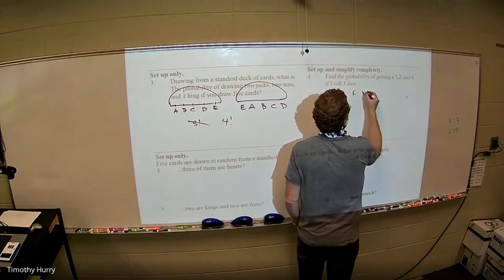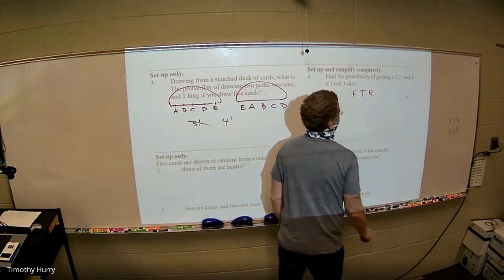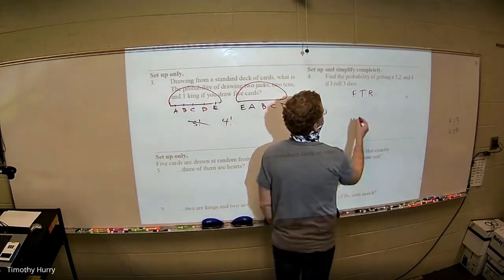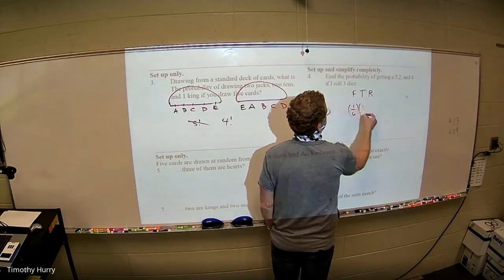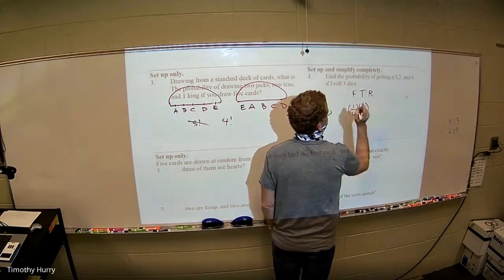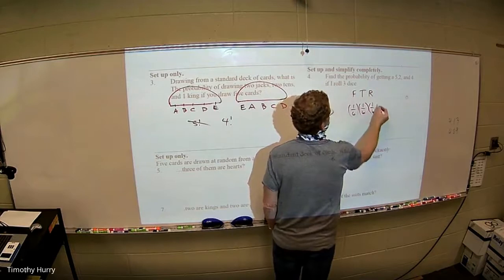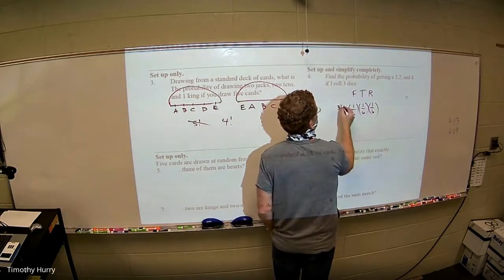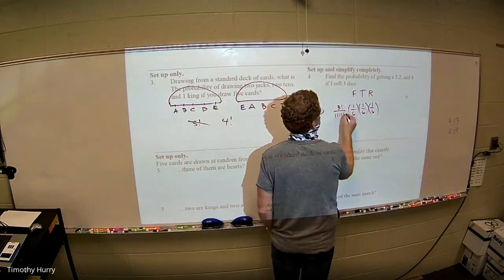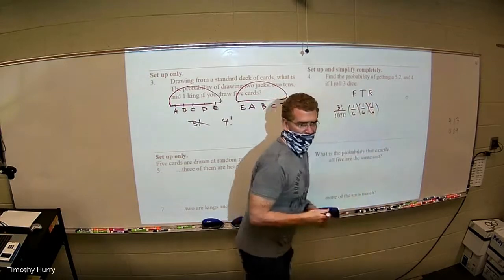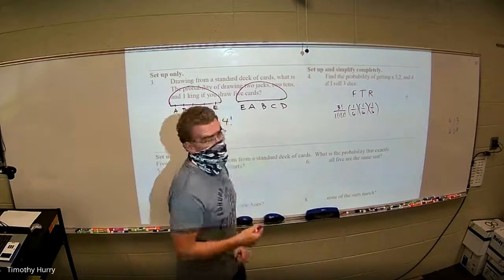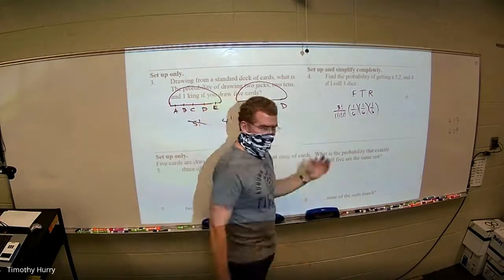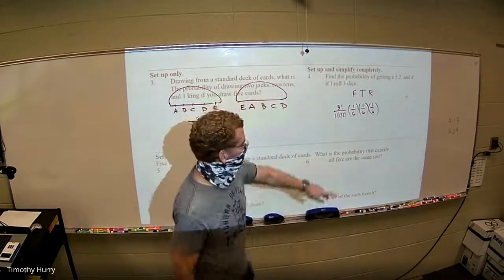a 5, a 2, and a 4. Okay? So the probability of getting a 5 is 1 in 6. Probability of getting a 2, 1 in 6. Probability of getting a 4, 1 in 6. But there's 3 factorial over 1 factorial, 1 factorial, 1 factorial ways to do that. Or you could just count up FTR, FRT, TFR, and go through all 6 of those.